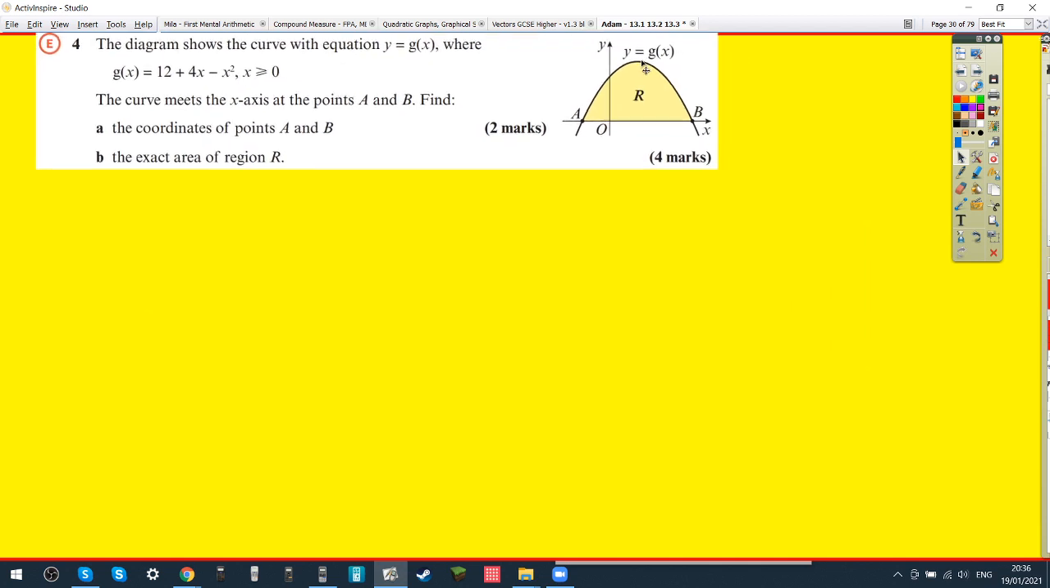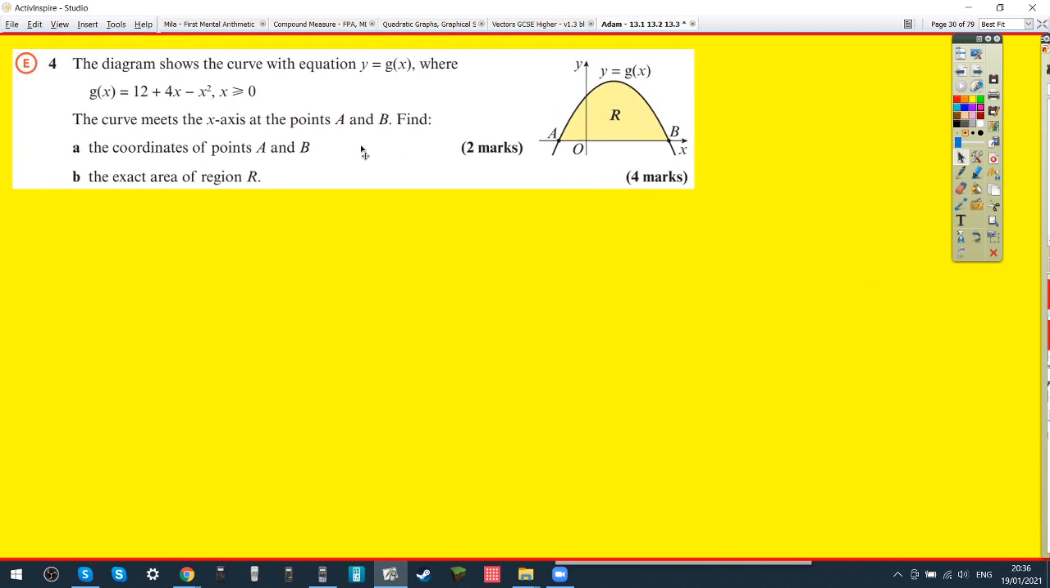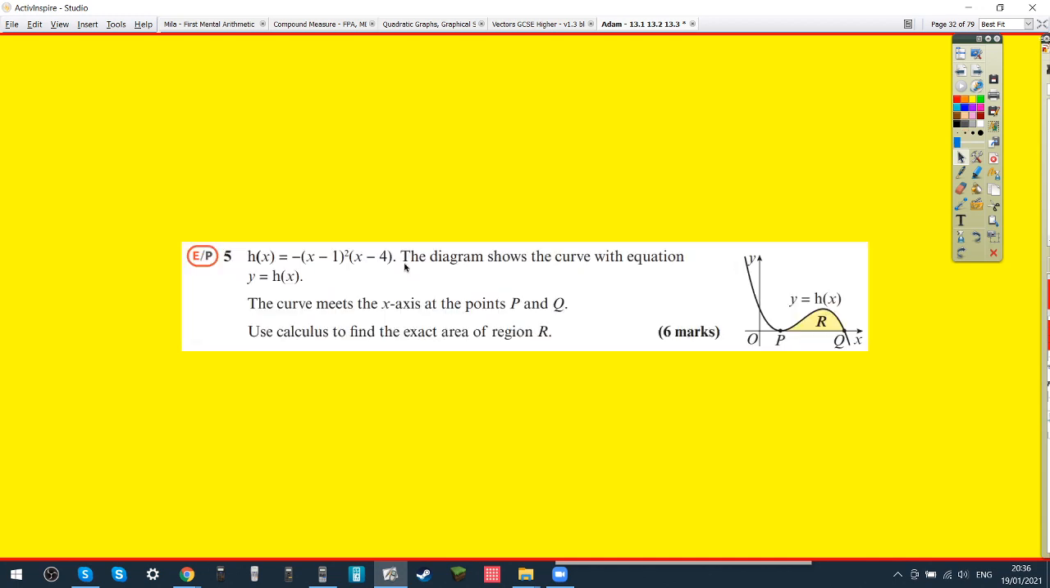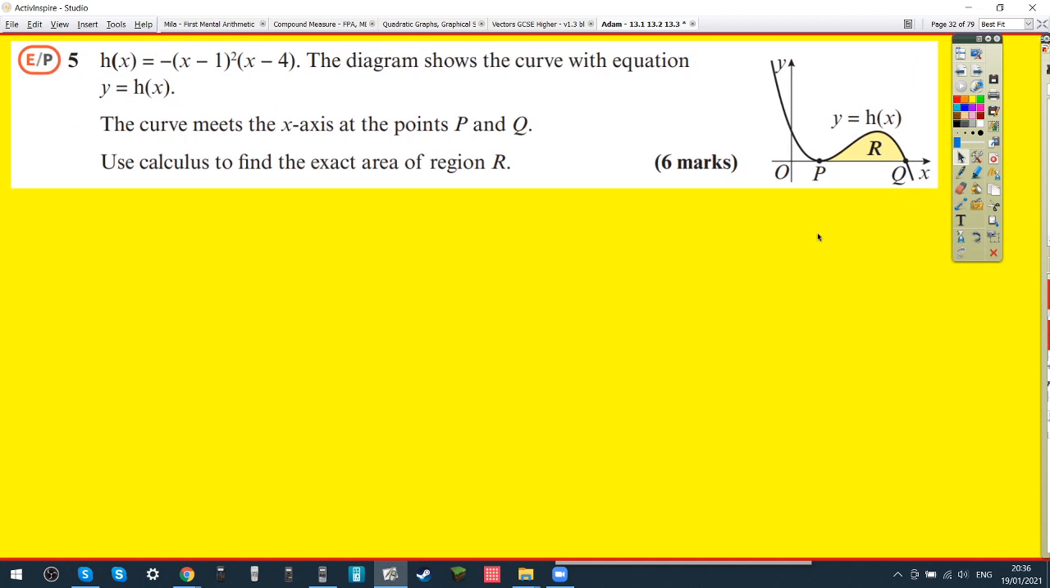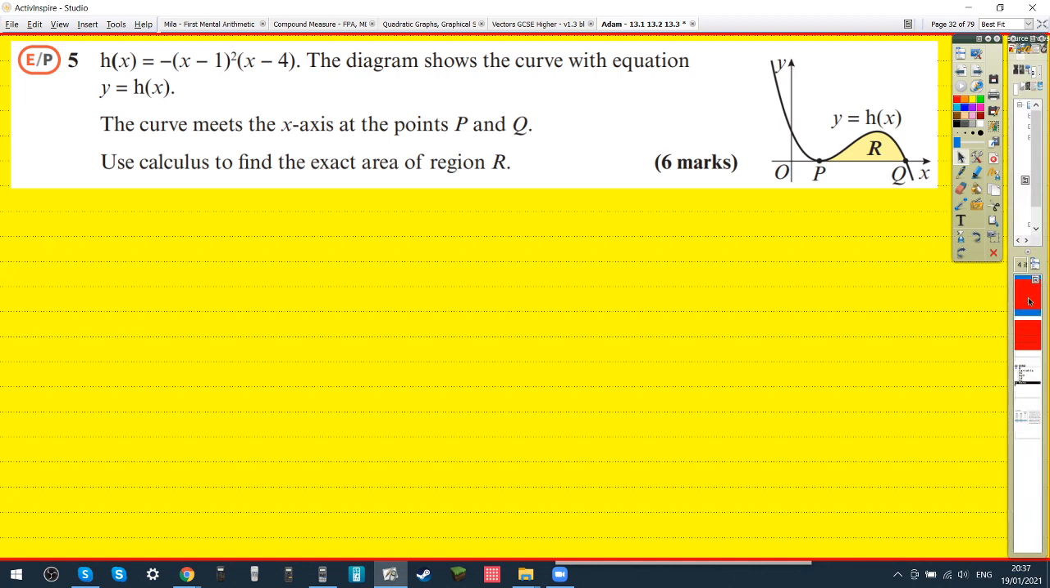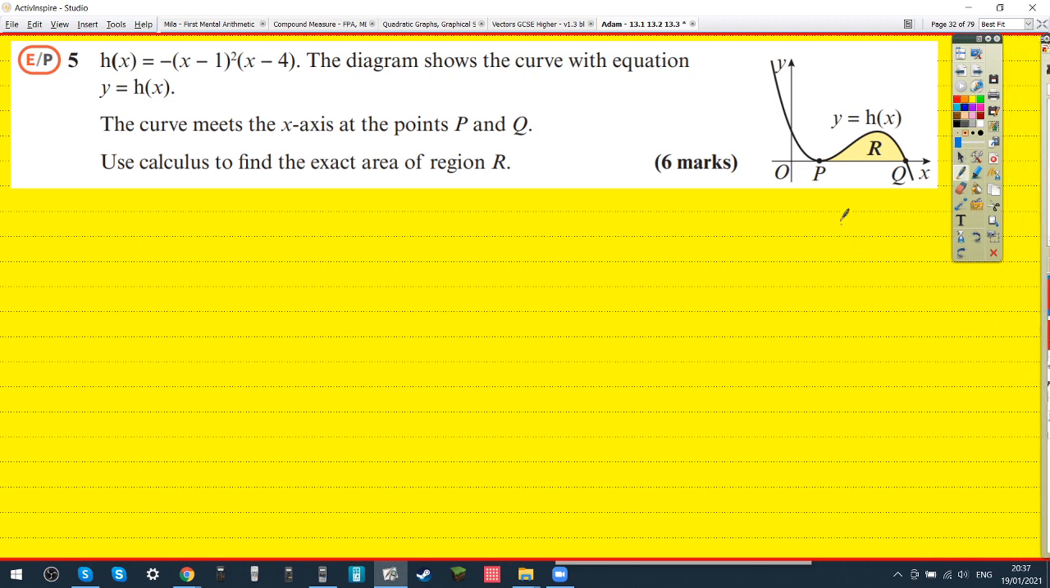Okay, let's see what this one is. The coordinates of A and B, the exact region. How would you start this one? Did you expand the brackets first? There is actually a quick way. What do you know about the y coordinate at P and Q? 0. And y is equal to the h of x, and so the h of x is 0. So would you know how to solve that without expanding it? It's actually very easy.